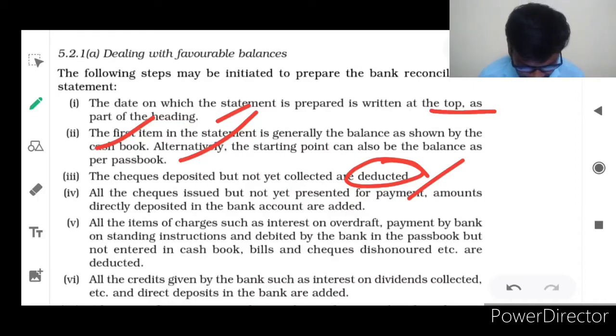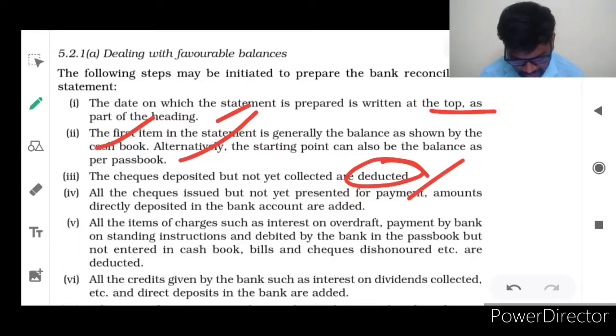Okay, anyway, all cheques issued but not yet presented for payment. You wrote a cheque to your creditor, but your creditor fails to present it to the banker. He kept it somewhere, he missed your cheque, or due to many other reasons. But anyway, the bank balance will not reduce. Only after it is submitted will they reduce your bank balance.